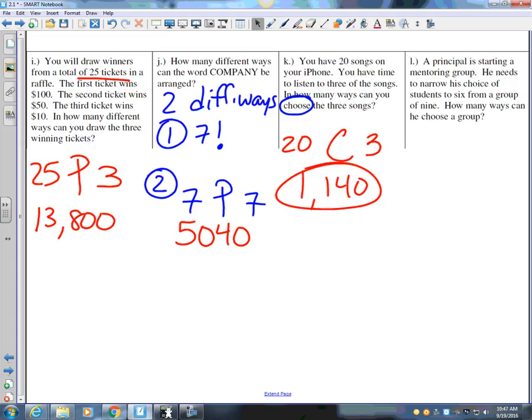And the last one. A principal is starting a mentoring group. He needs to narrow his choice of students to 6 from a group of 9. How many ways can he choose a group? Kirsten, is this one a C or a P? And Kayla, what are my 2 numbers? Good. 84.